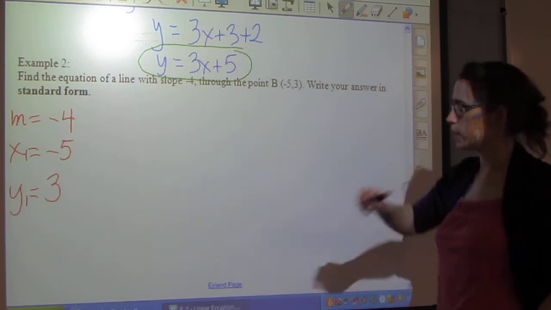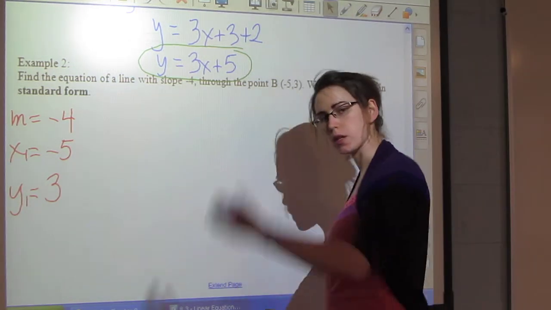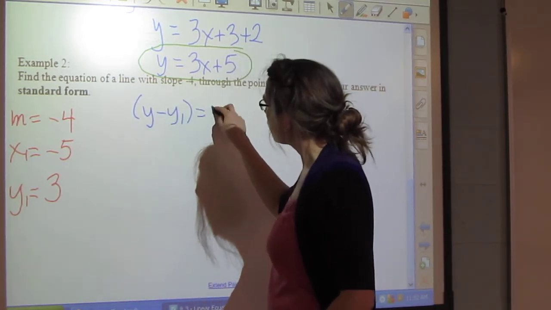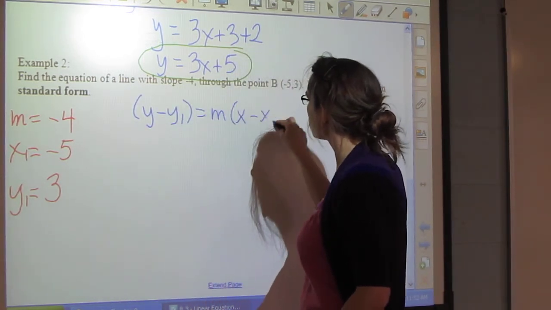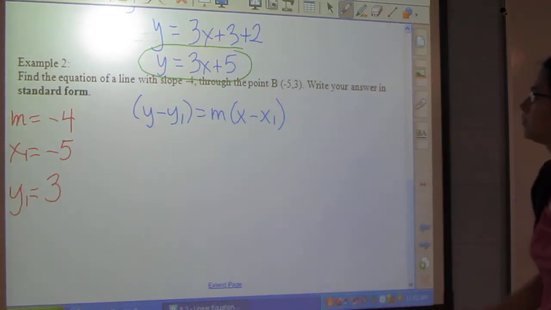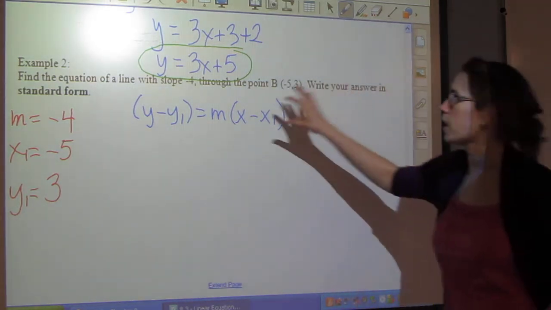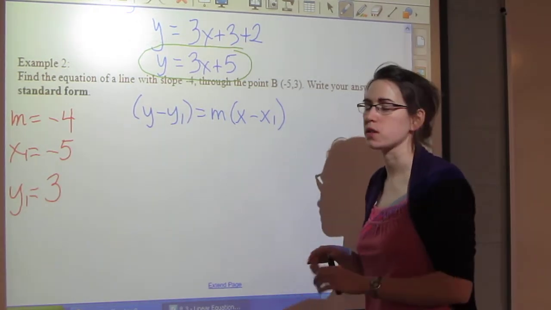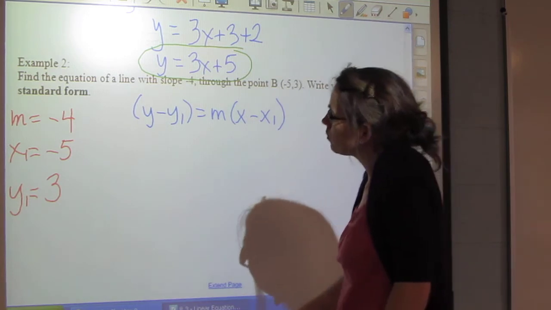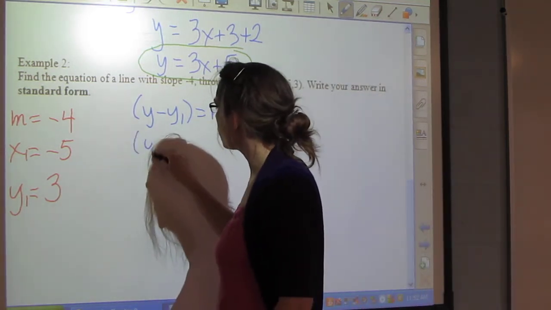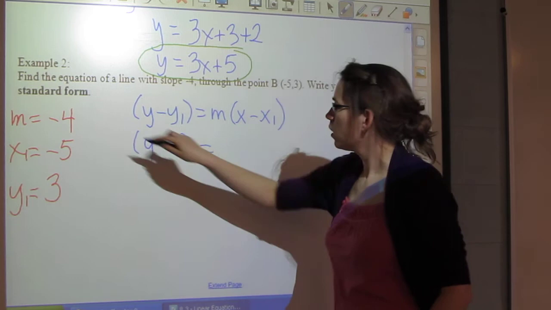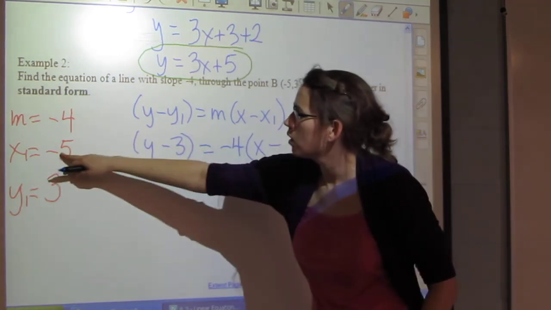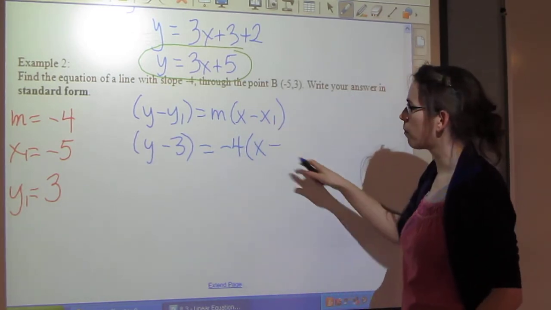Once we have all of those 3 pieces of information, we're just jumping to that formula. So we have y minus y1 is equal to m times x minus x1. Remember to keep your x's on the same side as the m. Your y's are what you have by themselves on the left side. So we have our equation. Let's plug in what we know. We have y minus 3 is equal to negative 4 times x minus, my x1 is a negative 5. Remember, keep that minus sign there.